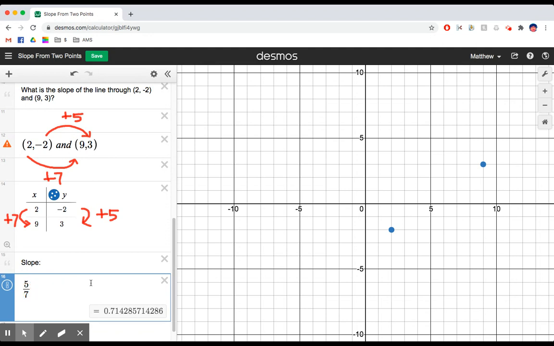Simple as that. And we get this crazy decimal, but convert it to a fraction. It doesn't simplify any further, so you're just going to write 5 over 7. Okay?